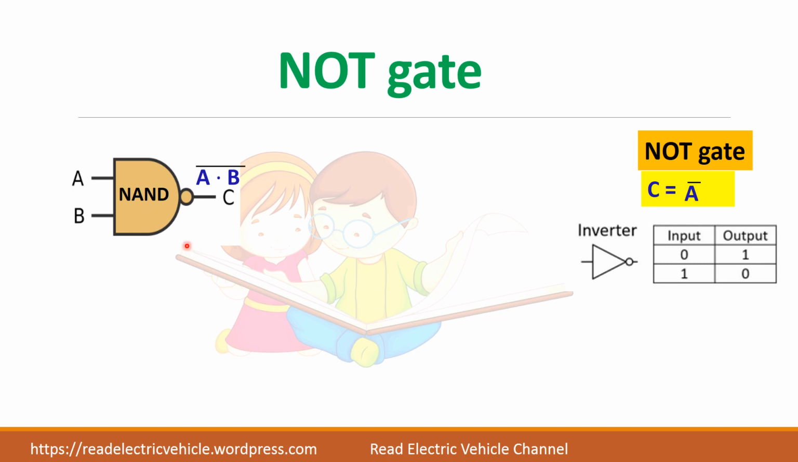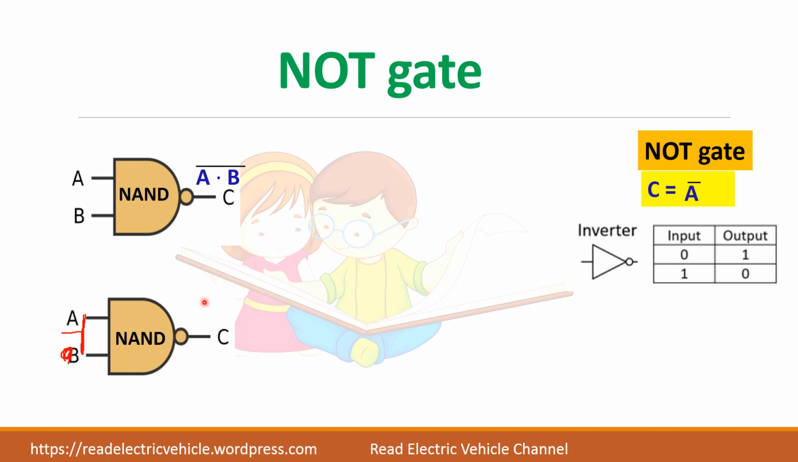Now we have only NAND gate. This has two terminals A, B. But for NOT gate, we need only one terminal. So let us short these two terminals. You take the NAND gate, short the input terminals and mark it as A.